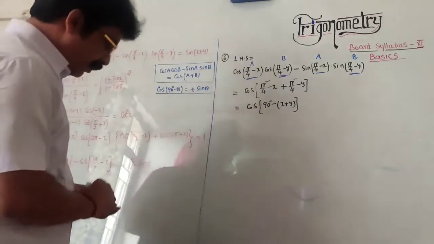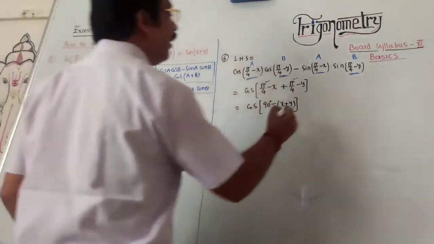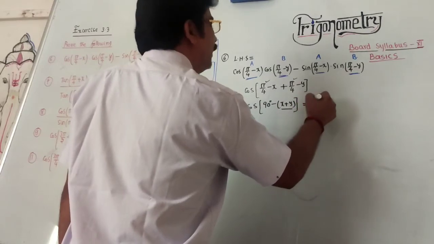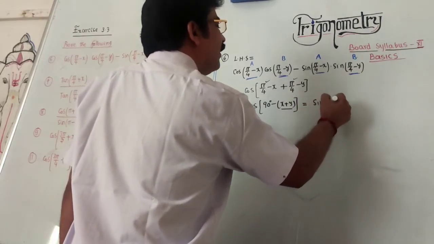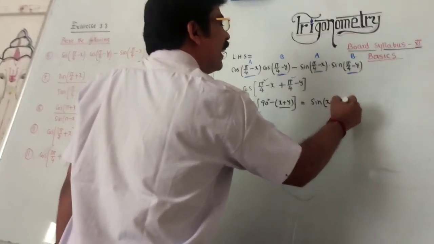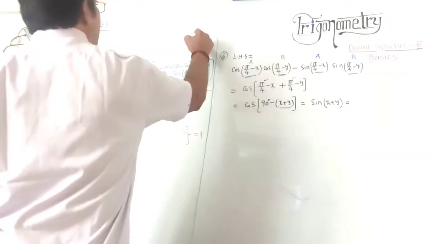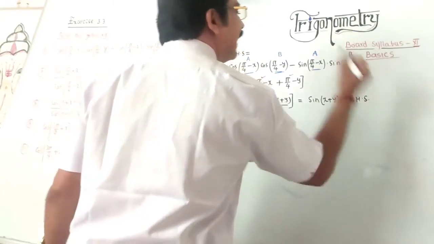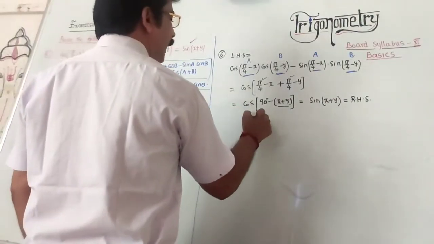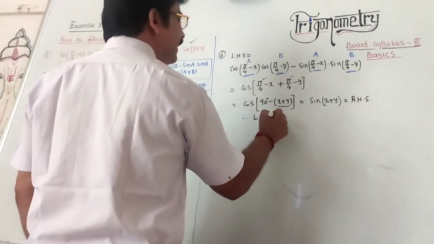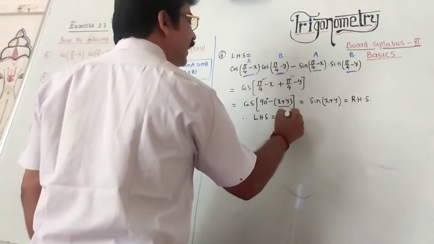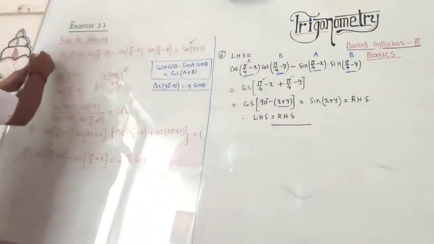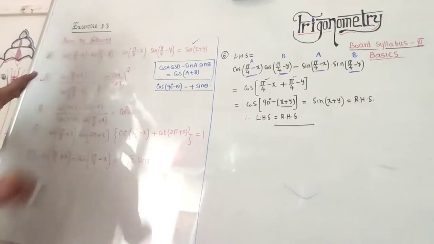Already I said about the quadrants, the all silver take curves. Let it be theta. So that is equal to sin(x + y). Okay, this is RHS, right hand side. So therefore, left hand side is equal to right hand side. Over. Next, 6th one over. Next, 7th one.